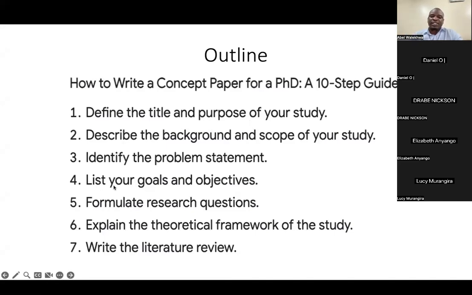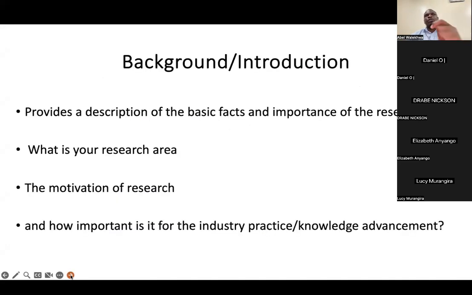We need to list the goals and objectives. We need to formulate the research questions, and we need to explain the theoretical framework or the conceptual framework or the framework that we want to use for our work, and a small bit of literature review. Now, remember, we are writing all this within one page or 2 pages.